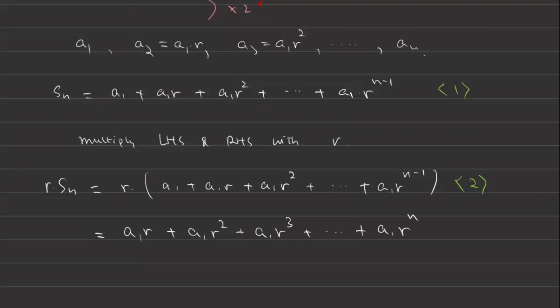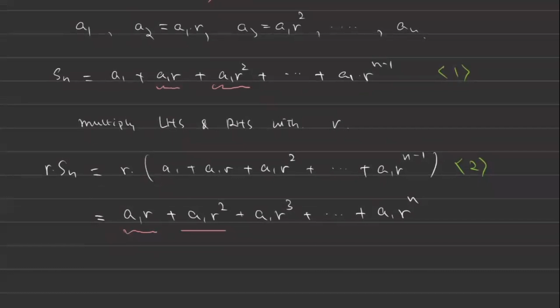Now notice carefully that the minute I do that, this a1r term, that's the second term from equation 1, is actually the same as this a1r, that is the first term from the second equation. And we can keep observing a similar pattern: a1r squared in the first equation is exactly the same as a1r squared in the second equation. So we want to get rid of that, and the way we get rid of that is we take the first equation and subtract the second. So we take equation number 1, subtract equation number 2. Okay, let's see what that gives us.